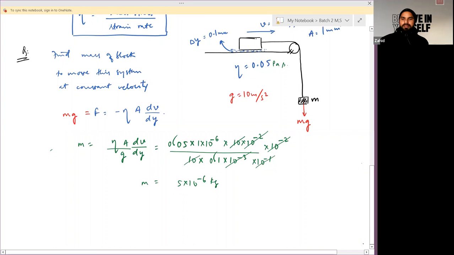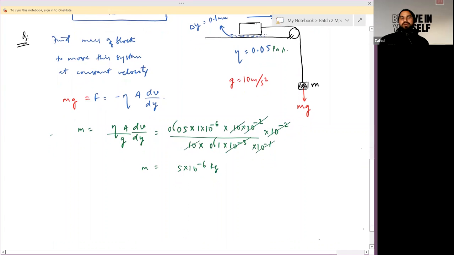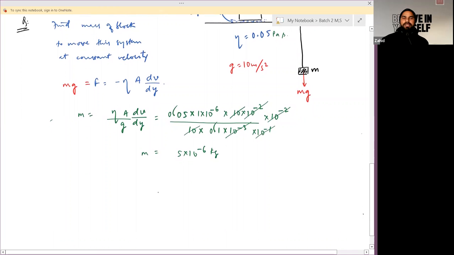Okay. Now, on the basis of this concept of viscosity, we can define flow of liquid in different tubes. So next is types of flow of liquid.